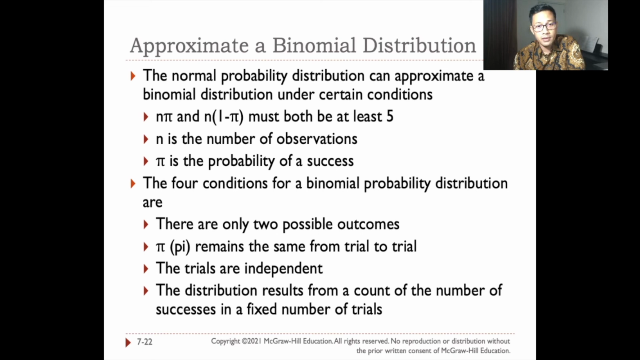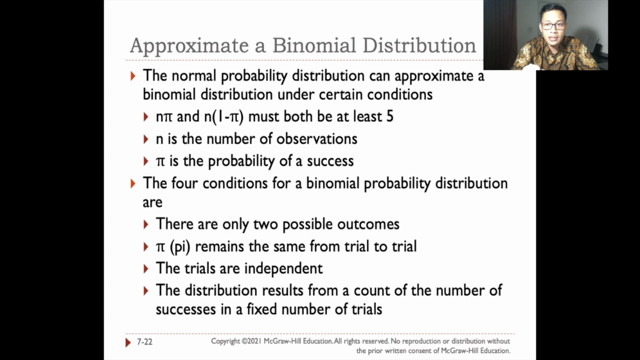n is the number of observations, and pi is the probability of success. So there are 4 conditions for a binomial probability distribution. This is something that we've seen in the previous chapter, chapter 6. First, there are only two possible outcomes, and you're going to classify that as either a success or a failure. Pi remains the same from trial to trial, and the trials are independent. And lastly, the distribution results from a count of the number of successes in a fixed number of trials.